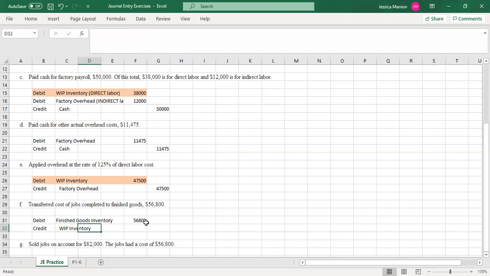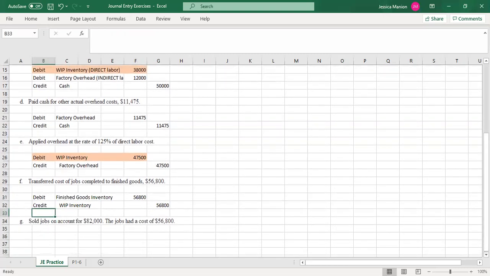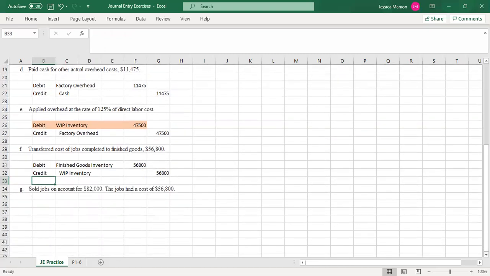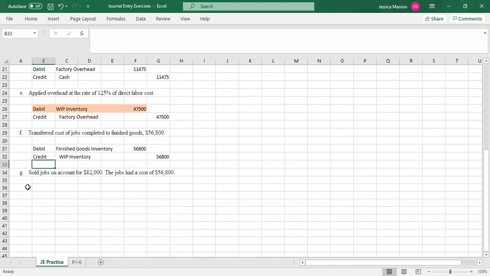Again, we're moving it out of work in process into finished goods because now these have been completed. So now we've completed it. Now we're going to sell something. And so that's what we're doing here in letter G. Sold jobs on account for 82,000. The jobs had a cost of 56,800.